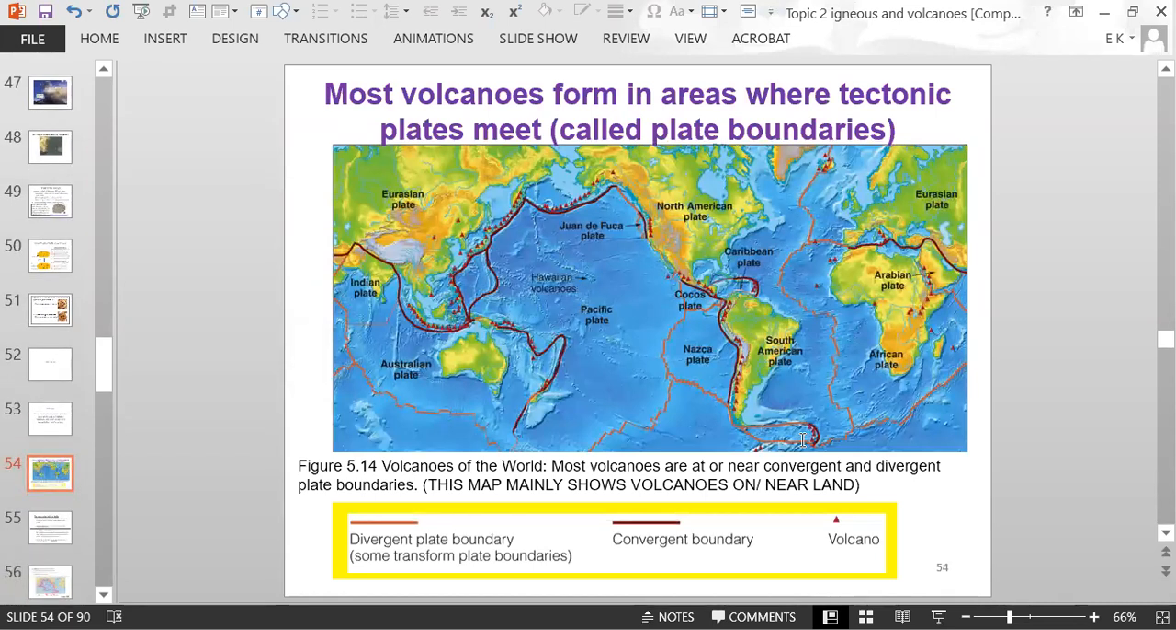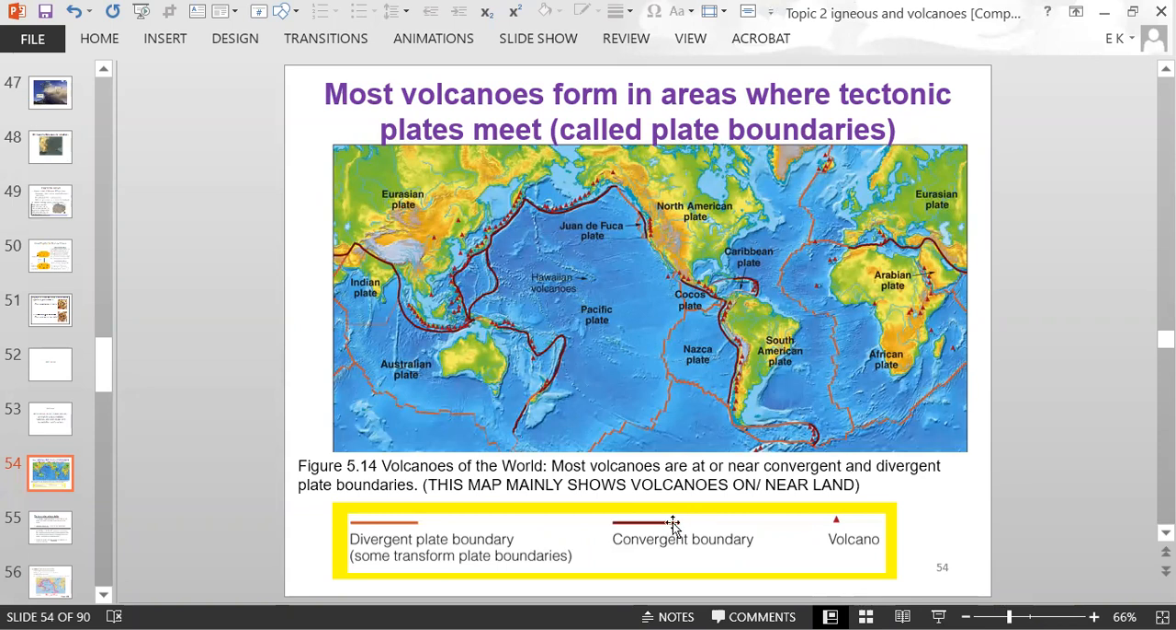Most volcanoes form in areas where tectonic plates meet. Those areas are called plate boundaries. So this figure shows you volcanoes of the world. Most volcanoes, again, are shown at plate boundaries. Convergent boundaries are where plates are colliding into each other.